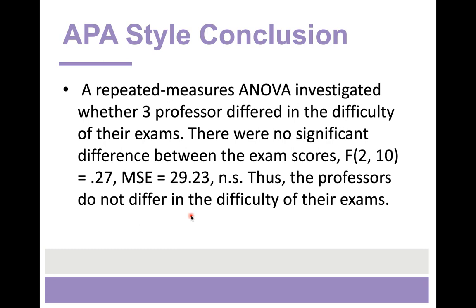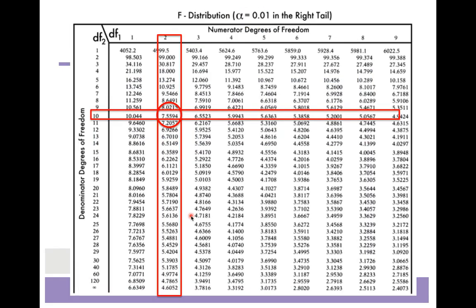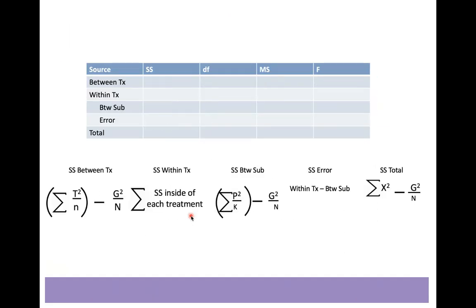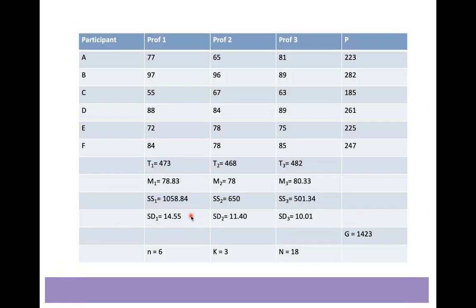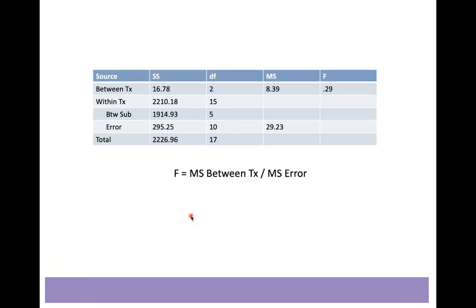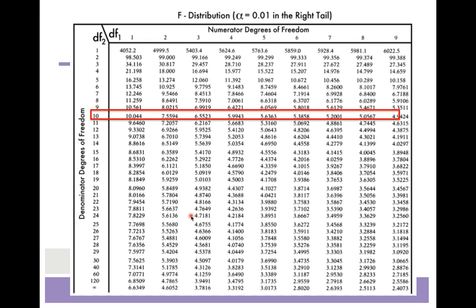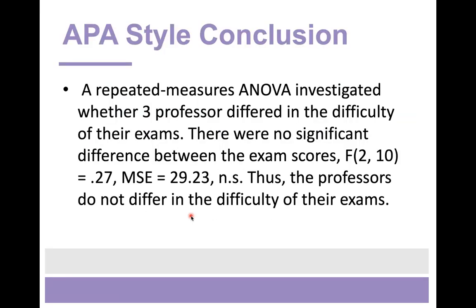So, go redo the original problem. Make sure you understand it. Use this first practice problem to make sure that you can do the math and that you can do all of these steps to get to your F. We found a not significant result. And so we have a very simple APA style conclusion.